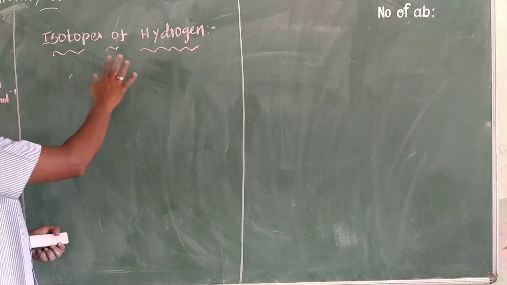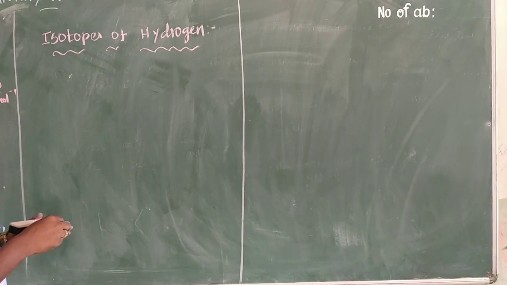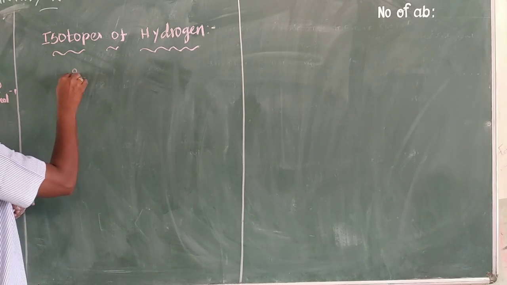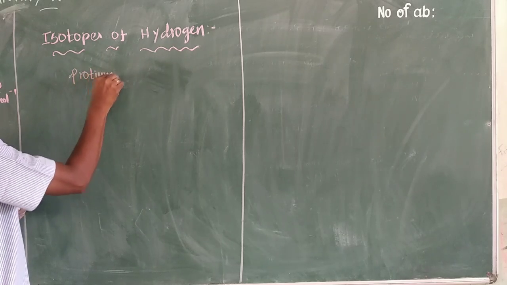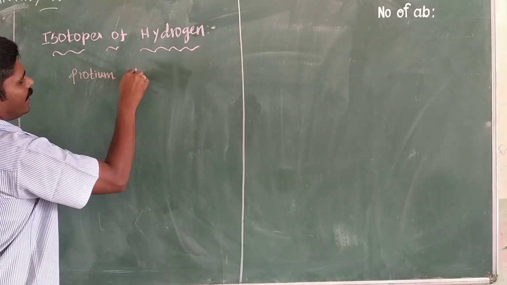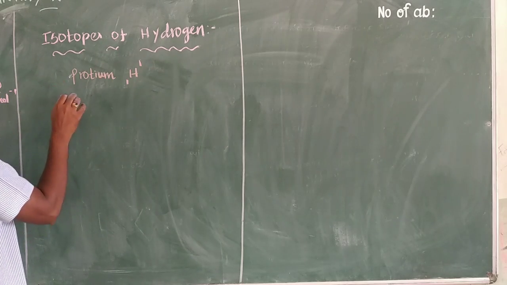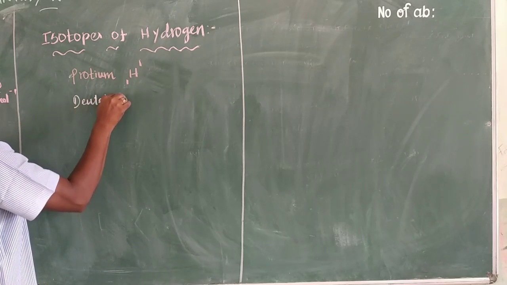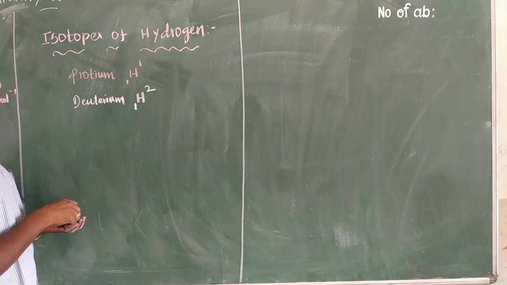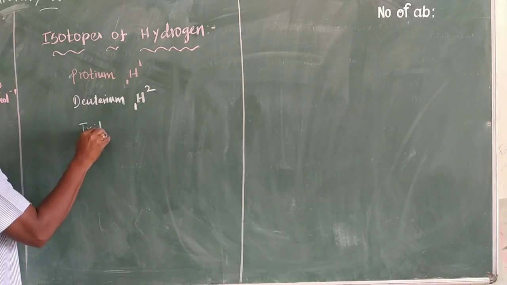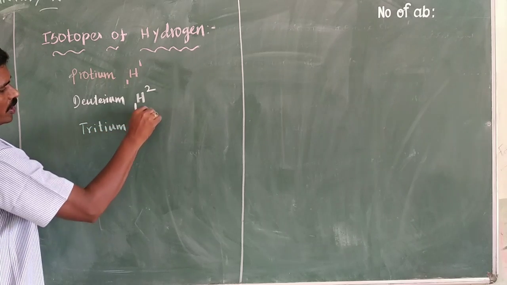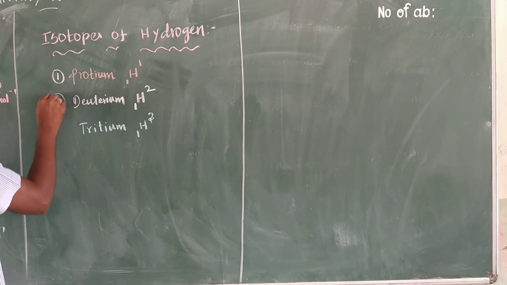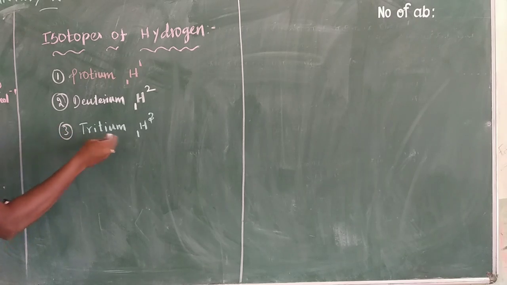The next topic is isotopes of hydrogen. Hydrogen has three naturally occurring isotopes. The first is protium, H 1 1. The second is deuterium, H 1 2. The third is tritium, H 1 3.